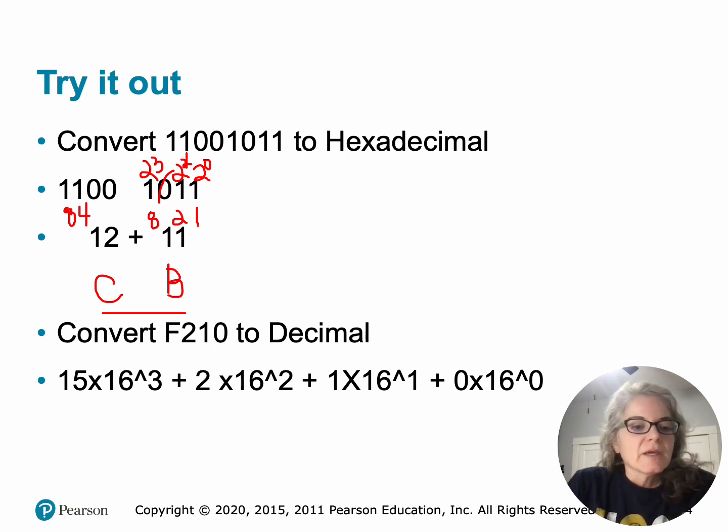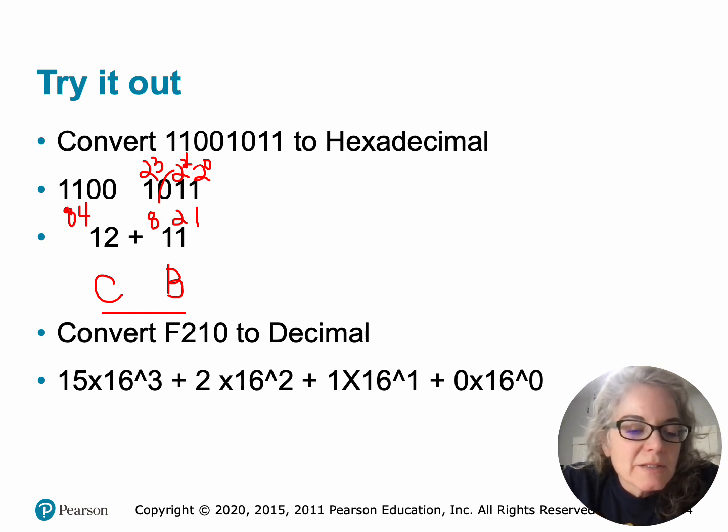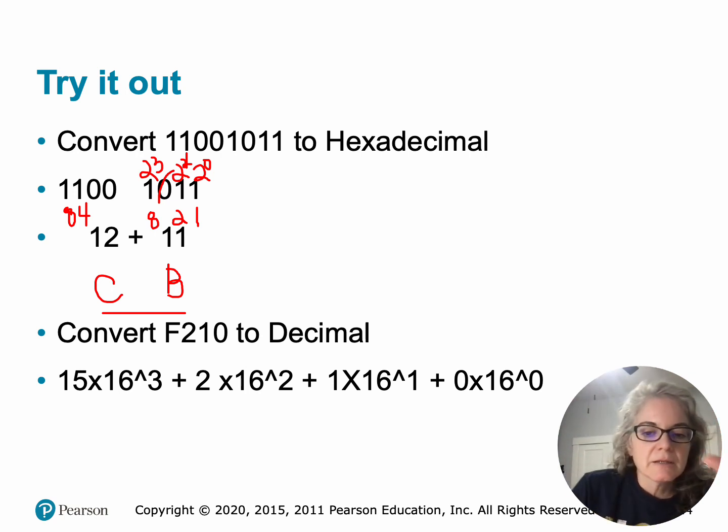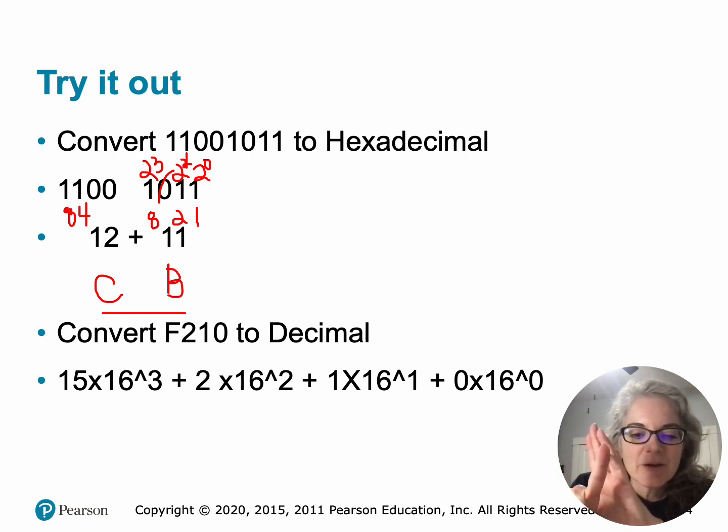All right, so here we're converting F210 to a decimal number. And so we'll take the first digit, which is F. F is 15, because remember we go from 9, A, B, C, D, E, F. So A, B, C, D, E, F, that is 15. Or let me do that again: 10, 11, 12, 13, 14, 15.